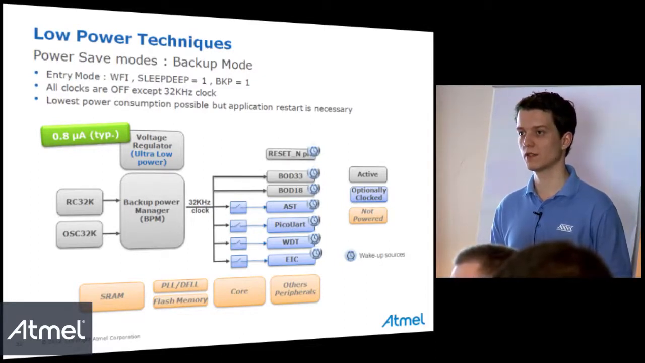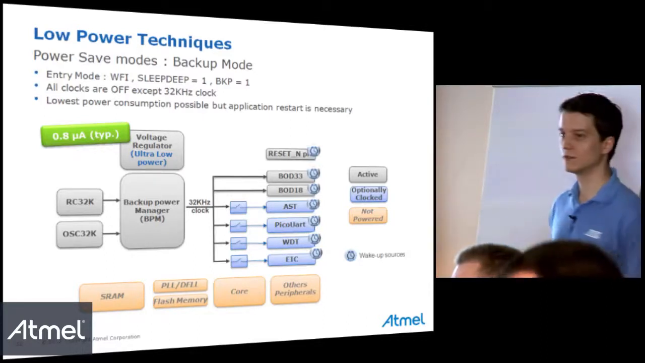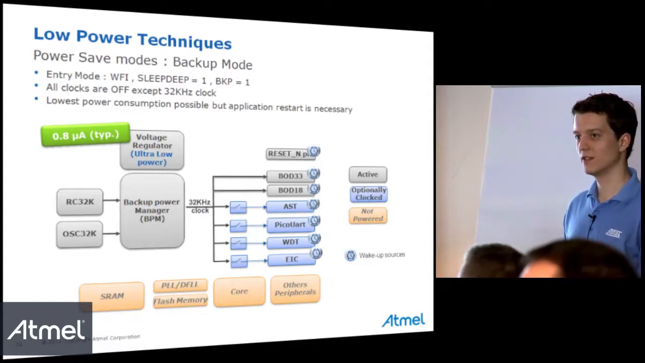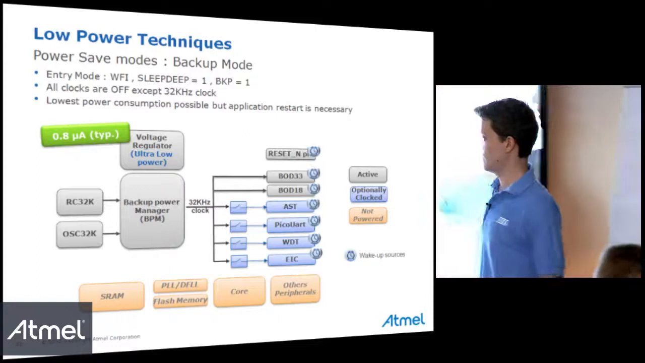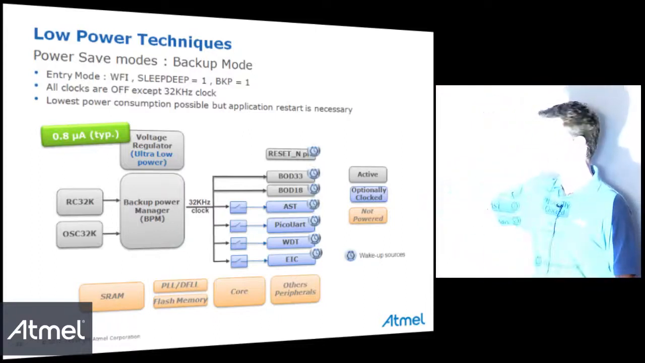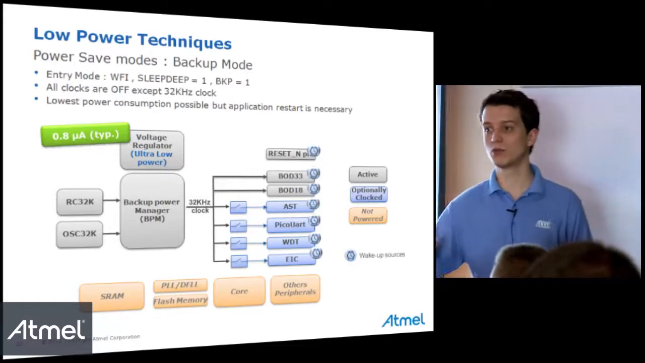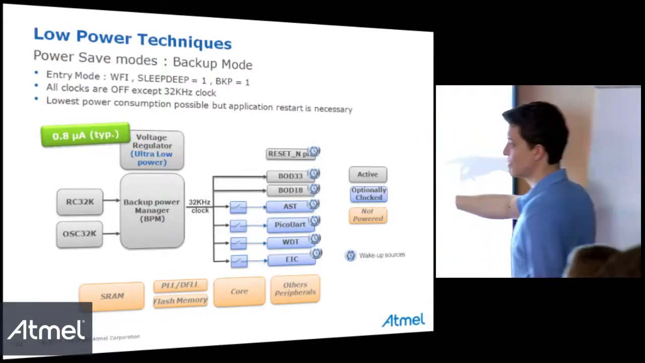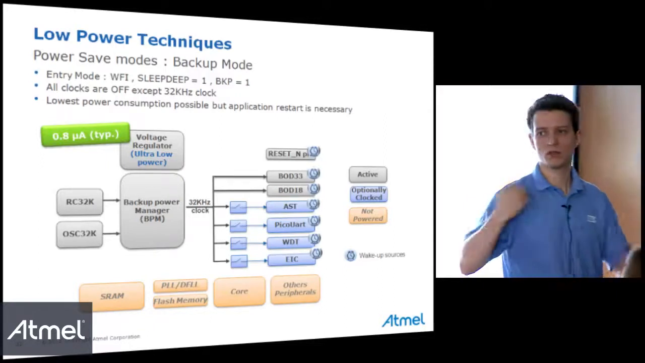In backup mode, the 32K, RC or crystal oscillator, it depends. You can select in the backup power manager, using one dedicated bit, which one you want to use. So if you use the oscillator 32K, it will disable the SC32 and reverse.